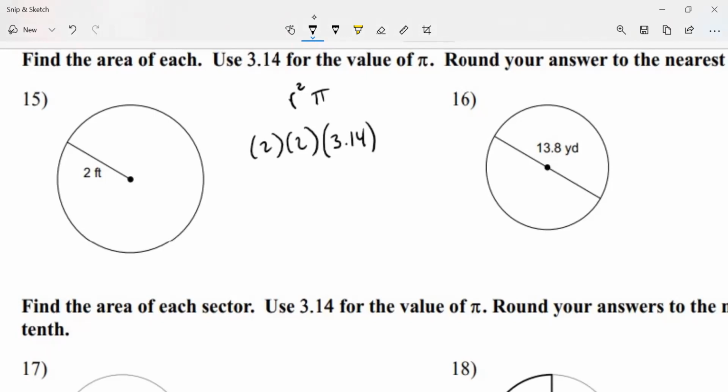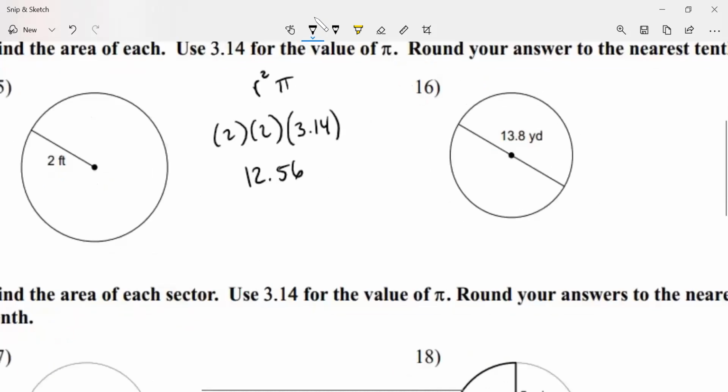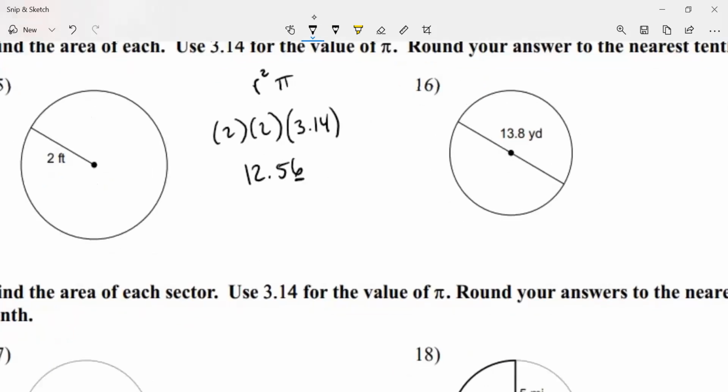So I'm just going to go 2 times 3.14. According to my calculator, I get 12.56. But I have to round this to the nearest tenth. So again, like I've been doing, this 6 is big enough, so it pushes the 5 over. So I'm going to call this 12.6. Pretty cool. So just having the radius, I can find out what's the area of a circle.